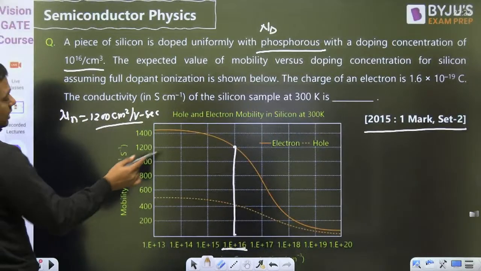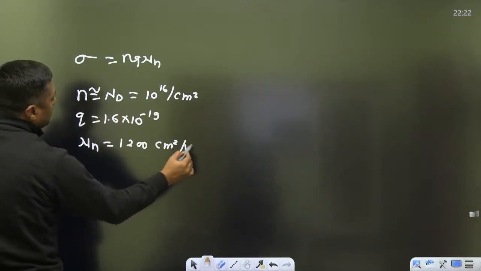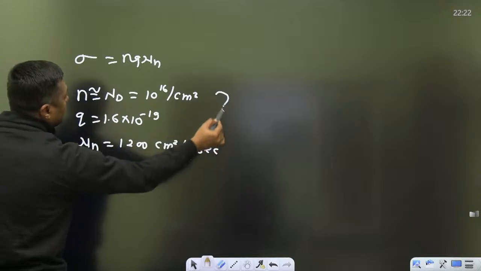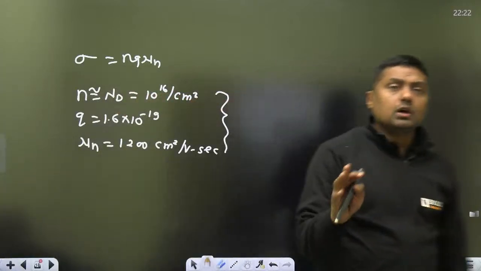What is the mobility from the graph? 1200 centimeter square per volt second. Now you can multiply it and you can get the answer. Okay, easy question. So that is the use of the graph.